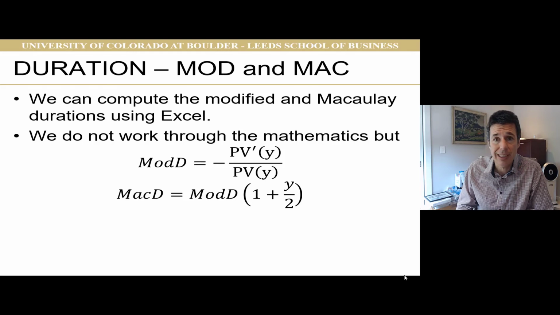Macaulay duration is the time at which you receive the average present value. So you take the time-weighted present values, divide by the present value, and you find out when you receive the average present value. Usually, it's a little bit less than the maturity of the bond. If the maturity of the bond's really long or interest rates are high, it'll be quite a bit less. But for a 4, 5, 6 year bond, it's going to be a little bit less than the 4, 5, or 6.